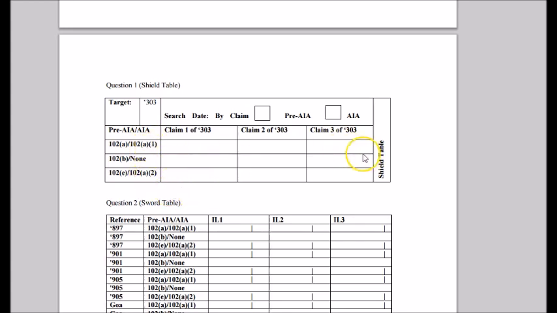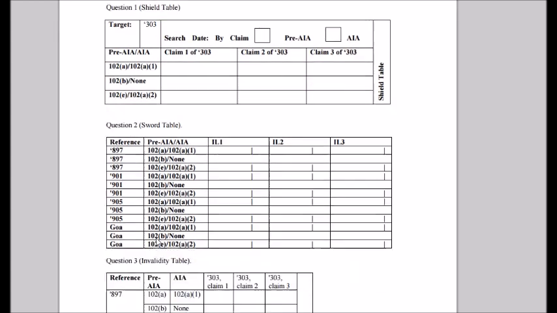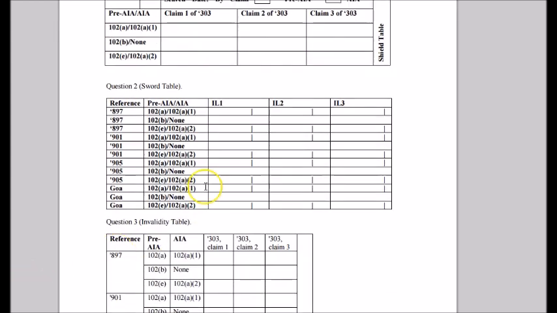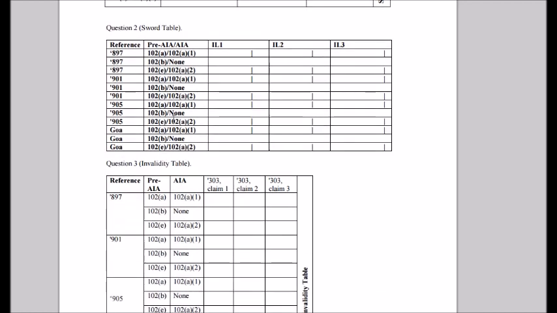And these are our search dates for Claim 1, Claim 2, Claim 3. And then we have the sword table, which is the effective date. Each of the references in the above example could strike a target patent, and then finally an invalidity table.